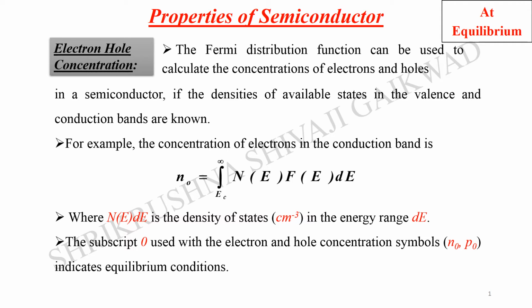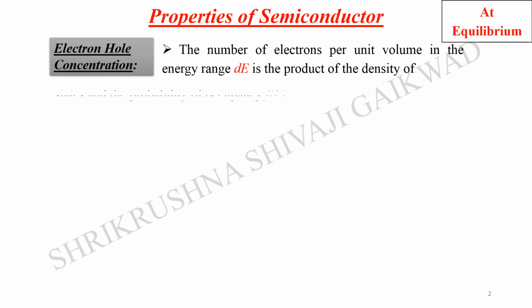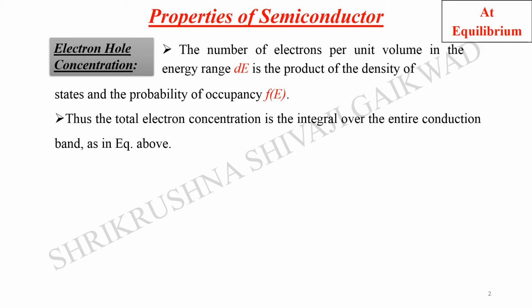The subscript 0 used with the electron and hole concentration symbols n0 and p0 indicates the equilibrium conditions. Do remember these symbols, as they will be required throughout this course. Now, the number of electrons per unit volume in the energy range dE is the product of the density of states and the probability of occupancy. f(E) is the probability of occupancy function, in this case the Fermi-Dirac distribution. Thus, the total electron concentration is the integral over the entire conduction band, as in the equation above.